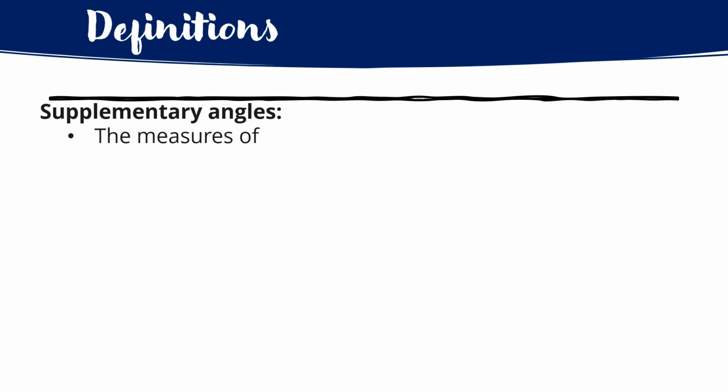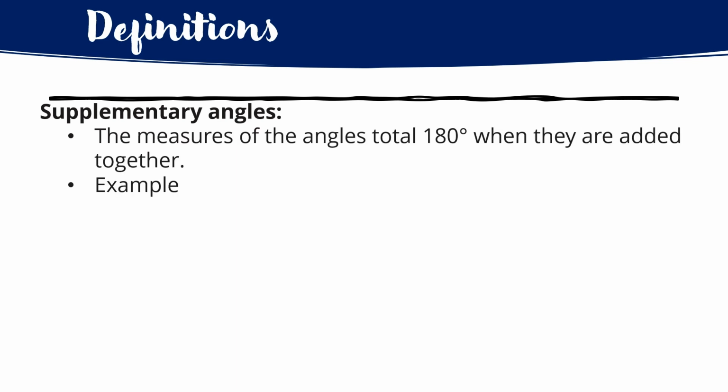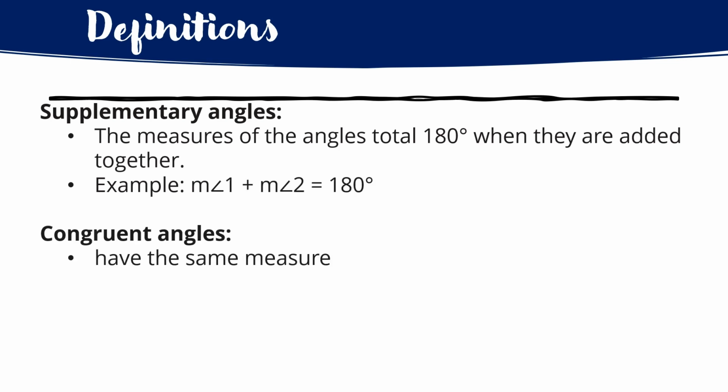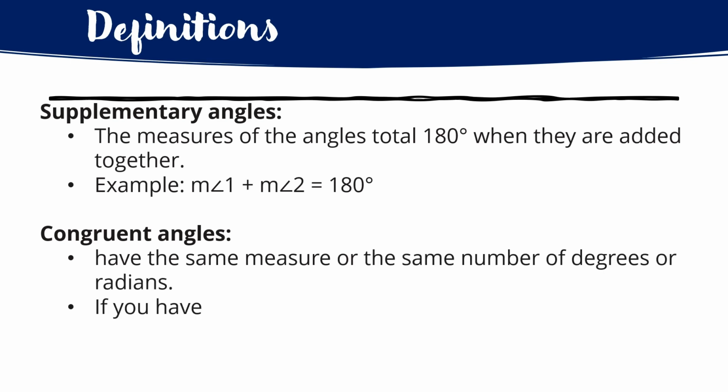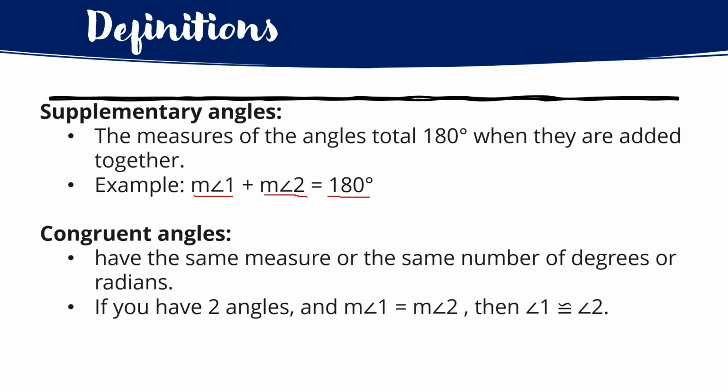So here are some definitions first. You need to know what supplementary angles are. And all they are is angles whose total measures equal 180 when you add them together. For example, if you're given two angles and you measure of angle 1 and they tell you the measure of angle 2 and they add up to 180, it means that they are supplementary angles.